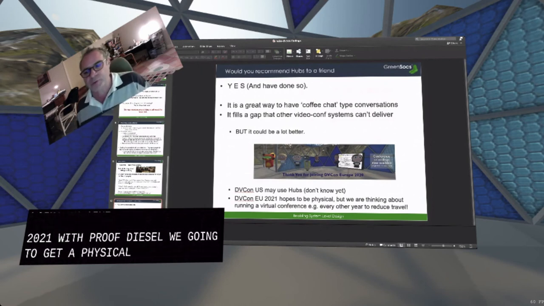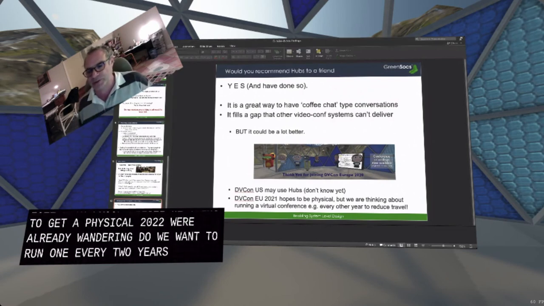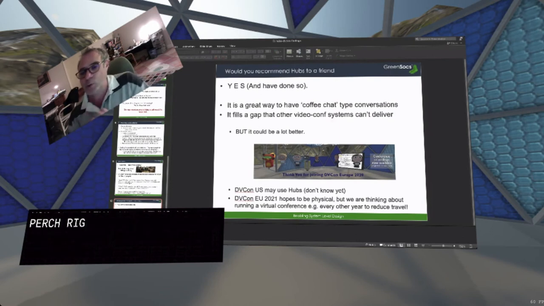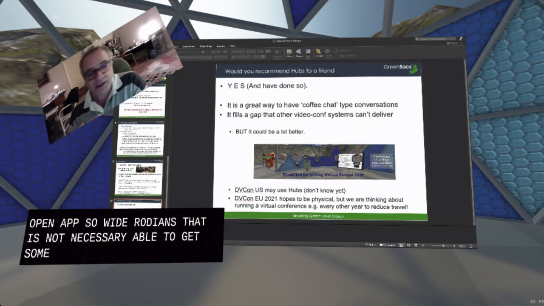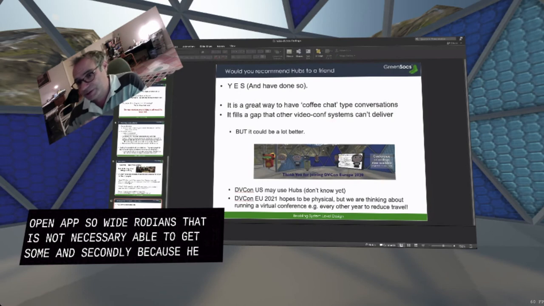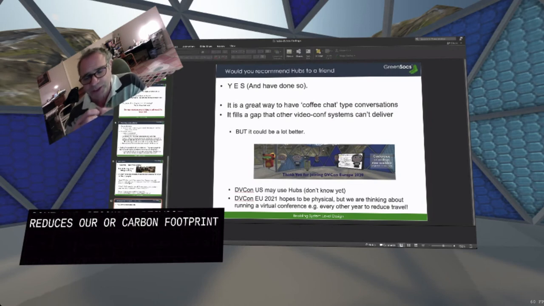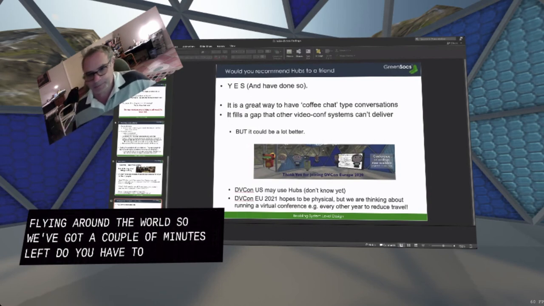But for 2022, we're already wondering, do we want to run one every 2 years as a virtual event, or run the physical event purely for two reasons: to open it up to a wider audience that is not necessarily able to get to Munich, and secondly, because it reduces our carbon footprint. Let's be honest, we should be trying to stop flying around the world. So with that, and with only a couple of minutes left, do you have questions?